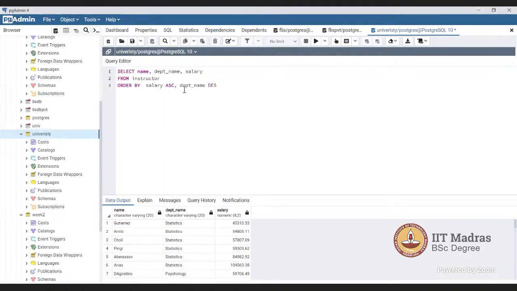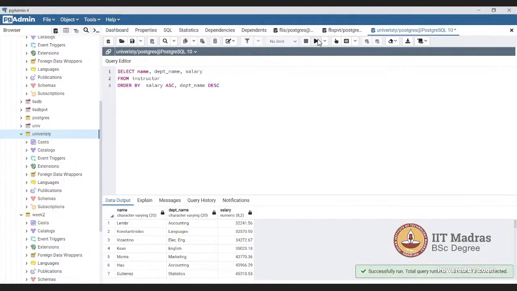Because the order matters. So what is happening here? First, it is sorting in ascending order in terms of salary. Then, based on this salary, it is sorting based on the department name, because the salary is not the same here. Suppose two people have the same salary; the view changes, but the output remains the same.